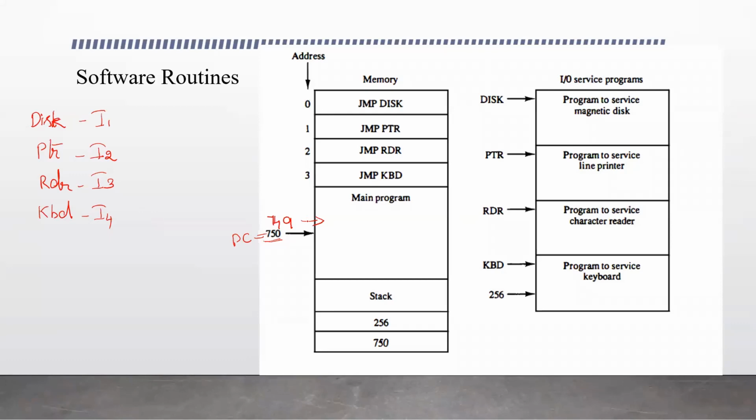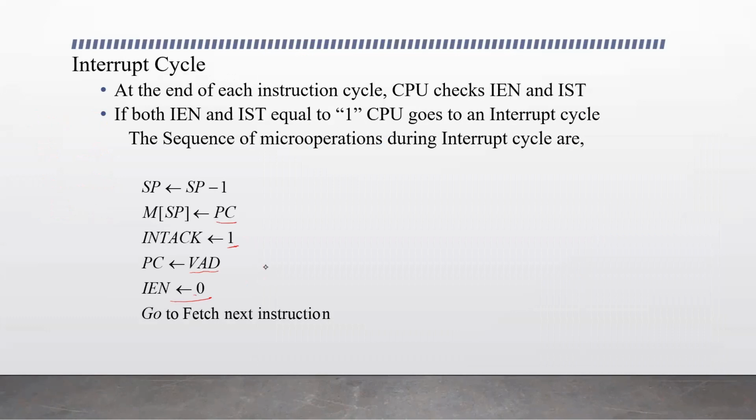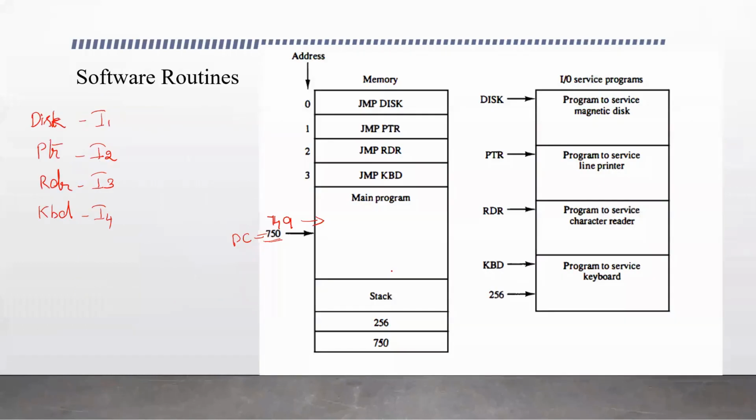When interrupted, the CPU stops the execution of the current program, and the instructions given in the interrupt cycle are executed. These are the micro operations done during the interrupt cycle. SP, the stack pointer, is decremented, and in that location PC is stored. So here 750 is the return address. It is stored in the memory stack, and this is the stack pointer.